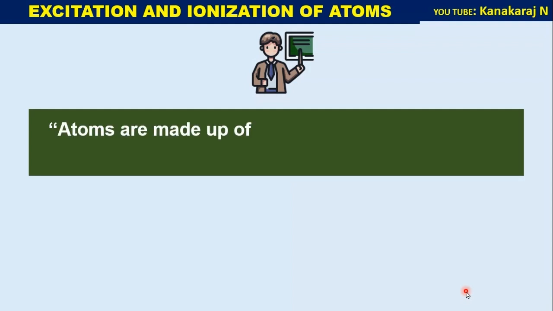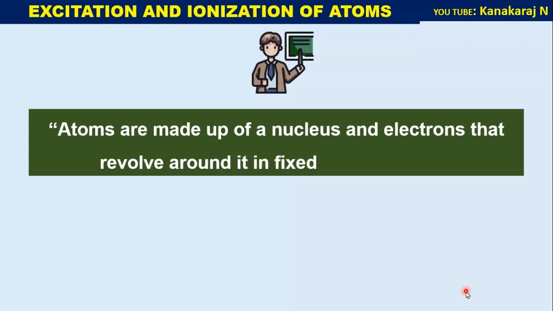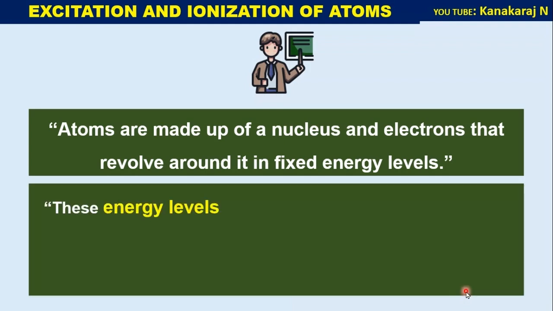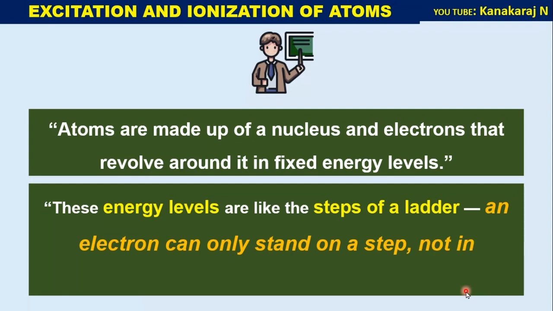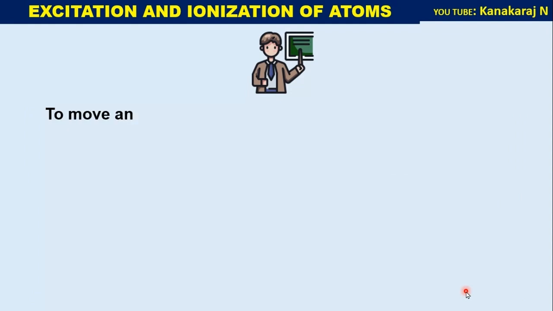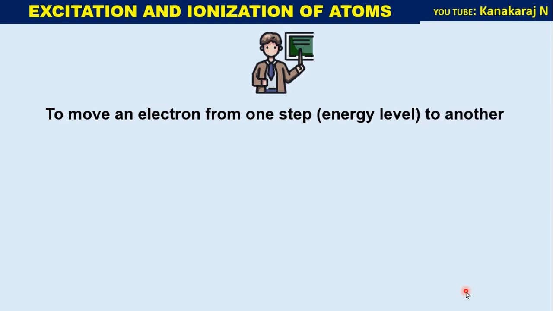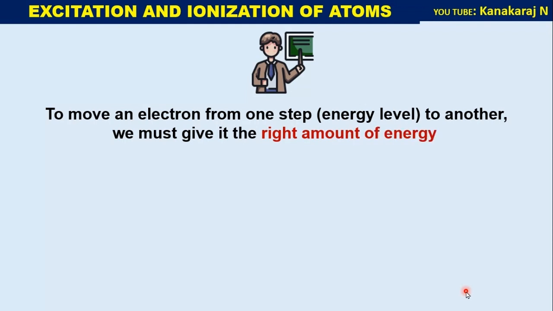Atoms are made up of a nucleus and electrons that revolve around it in fixed levels. These energy levels are like steps of a ladder. An electron can only stand on a step, not in between. To move an electron from one step, or energy level, to another, we must give the right amount of energy.